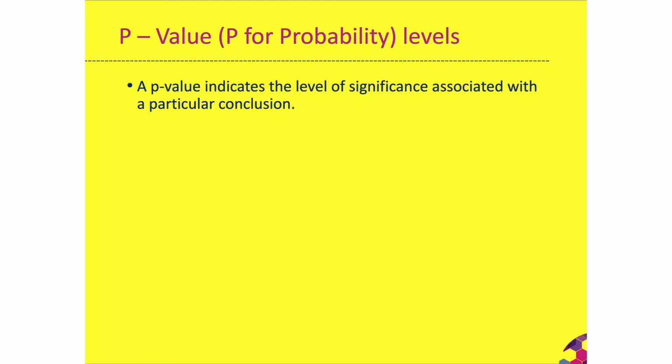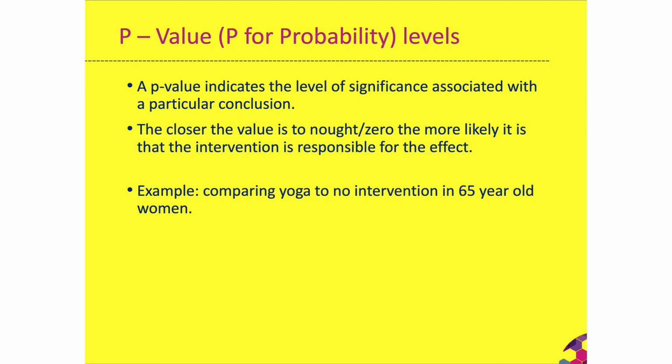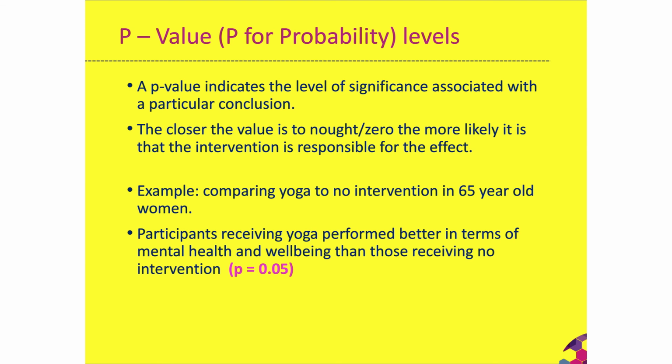A p-value indicates the level of significance associated with a particular conclusion or study finding. The closer the value is to 0, the more likely it is that the intervention is responsible for the effect, i.e. the null hypothesis is false and that there is a true relationship between the exposure and the outcome. For example, comparing yoga to no intervention in 65-year-old women, we might find that participants receiving the yoga perform better in terms of mental health and well-being than those receiving no intervention, with a p-value of 0.05.